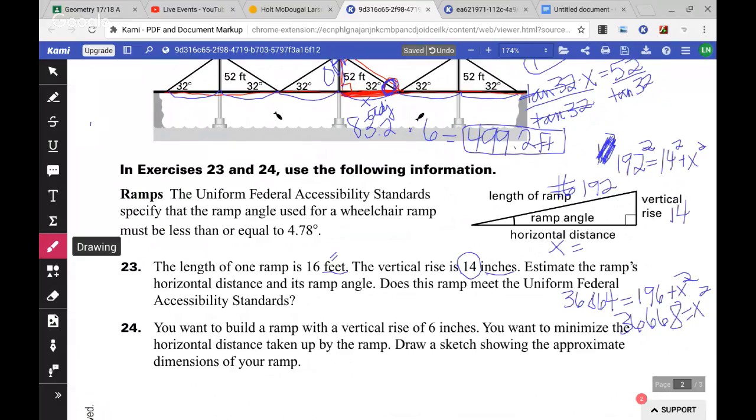So that is the first part of the question. Estimate the ramp's horizontal distance. So x on the bottom here is 191.5.